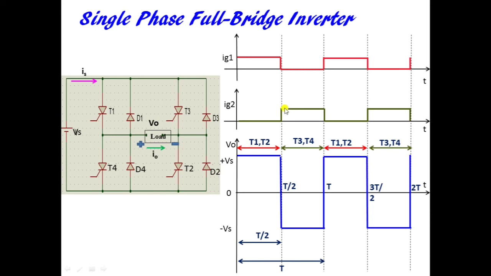Next, during the next gate triggering pulse Ig2, which is given to the gate terminals of T3 and T4, T3 and T4 are turned on during this time period between T by 2 to T. So now see here, this source current will come here. It cannot go into T1. It will go here, here, and then it will go into T3. Then it will go into the load, and then into T4 and complete its path.